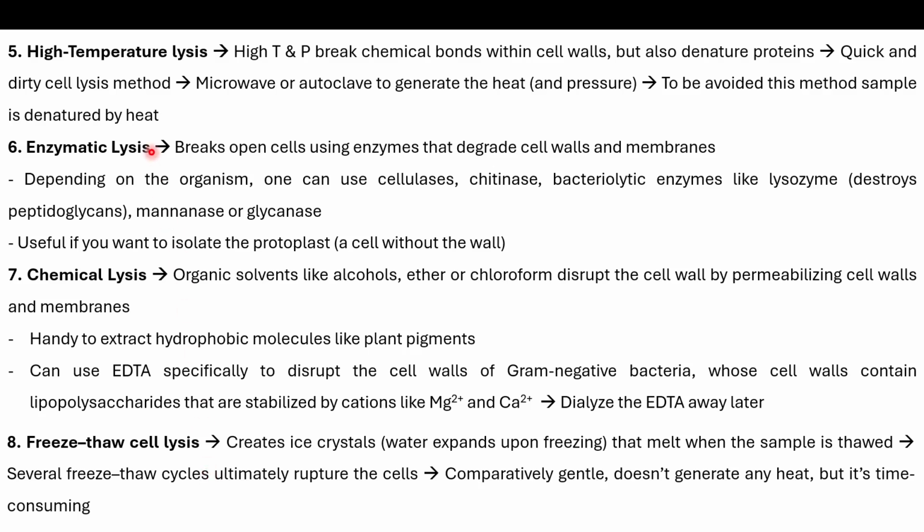Then there's high temperature lysis also. At high temperature and pressure, chemical bonds can break within the cell walls. But then, at high temperatures, proteins can also get denatured. High temperature lysis can be quick as well as dirty, and you can directly microwave or autoclave to generate the required amount of heat and pressure. But since it is denaturing proteins, suppose you want to purify proteins, or whatever your downstream goal is, based on that, you should decide whether to use high temperature lysis.